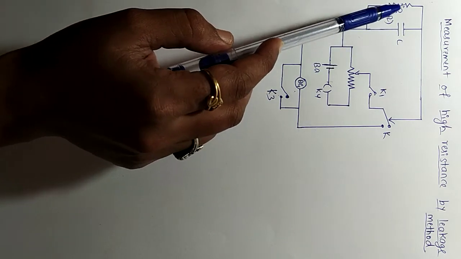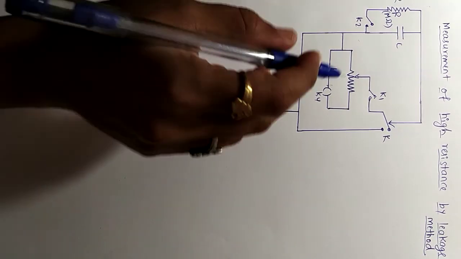The resistance of this resistor. So that is our main aim. So let's go into it. So how do we find that? So this is the circuit diagram.